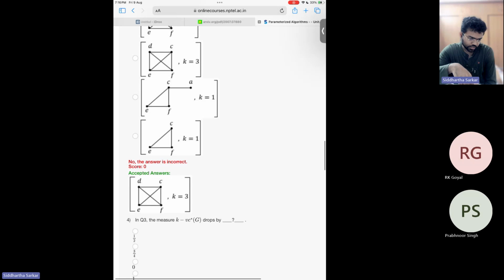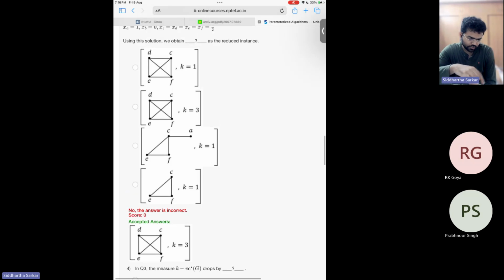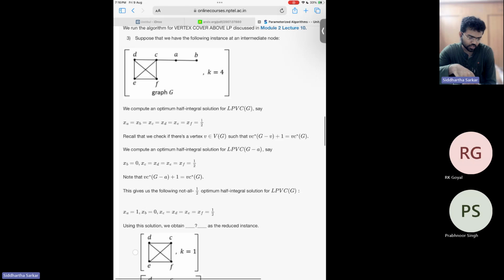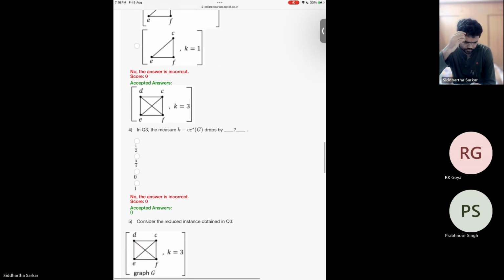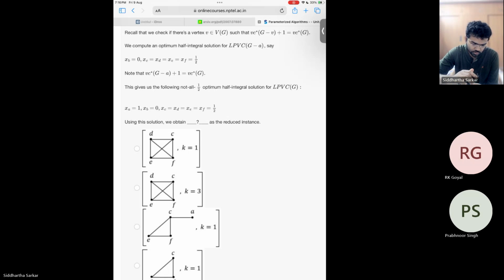So in question 3, in this question, we have this reduced graph. Coming from this larger graph, A and B are deleted, and we have this reduced graph, which is again 4 vertices, C, D, E, F. Now the question is: what is the change in k minus the vertex cover half integral solution? What was the k before? K was 4, and the vertex cover half integral solution was 6 times half, which was 3.